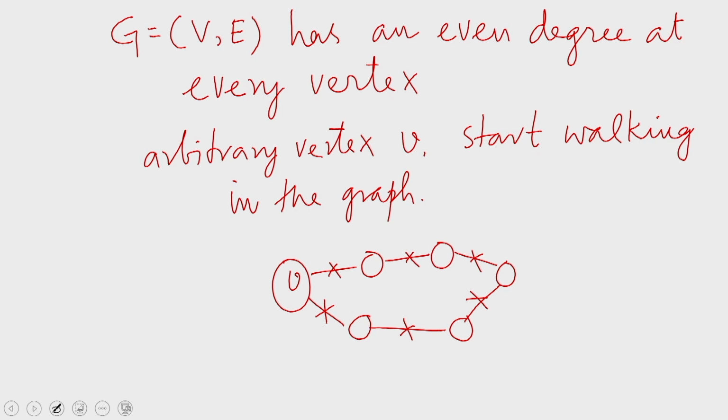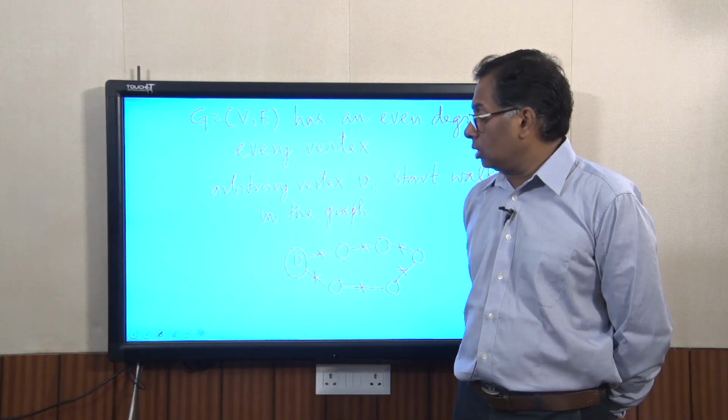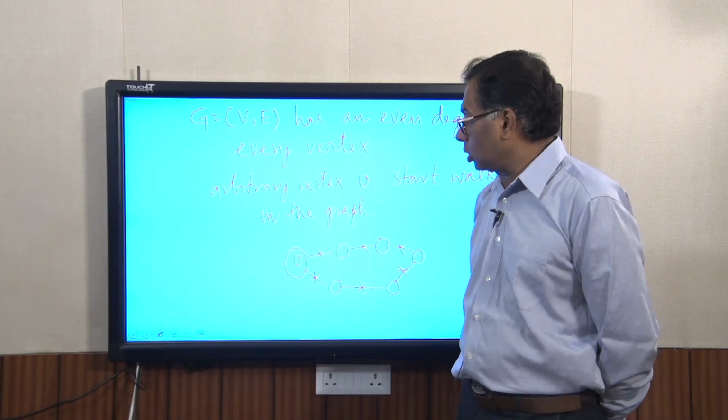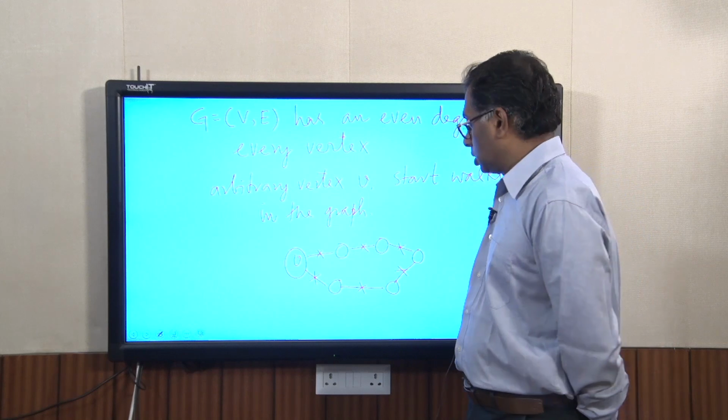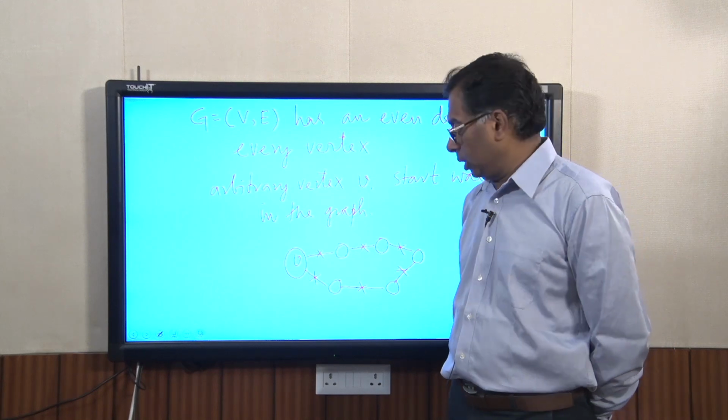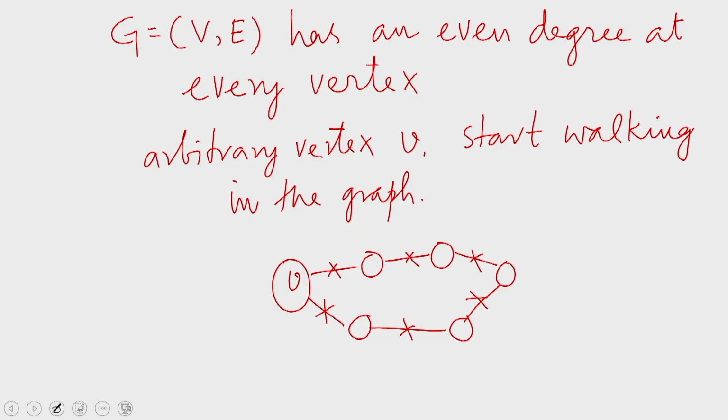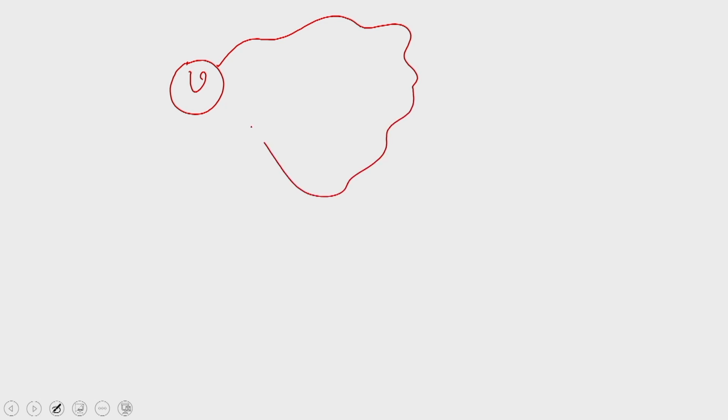Whenever you enter a vertex, there will be an edge that is not crossed out for you to flow out of that vertex. So, eventually you will come back to V. But then when you come back to V, it is not guaranteed that every single edge has been traversed. You might come back to V before traversing every single edge. So, the situation could be like this: you start at vertex V and come back to V without traversing every single edge.